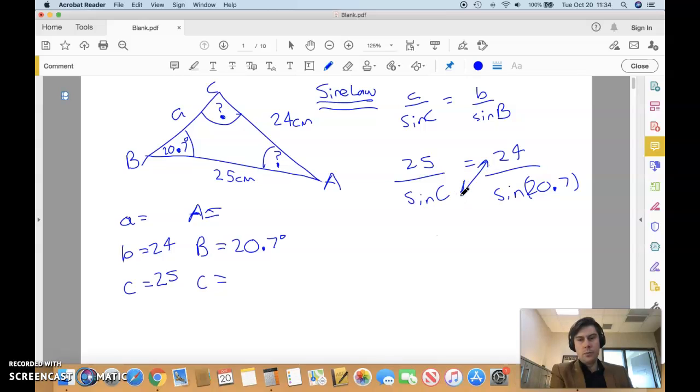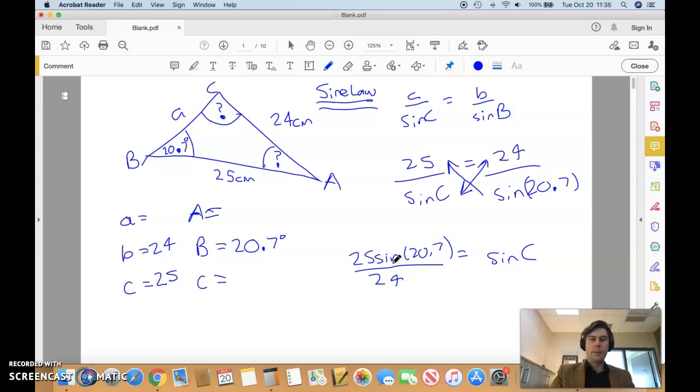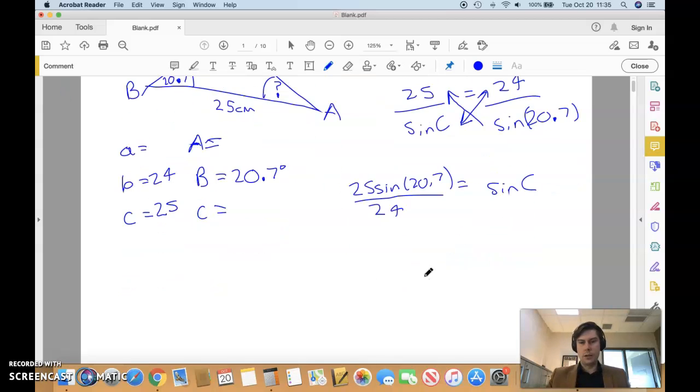We're going to cross multiply, so we're just going to swap these positions, like this. We end up with sine C equals 25 sine 20.7 over 24. Okay, so we do this multiplication.